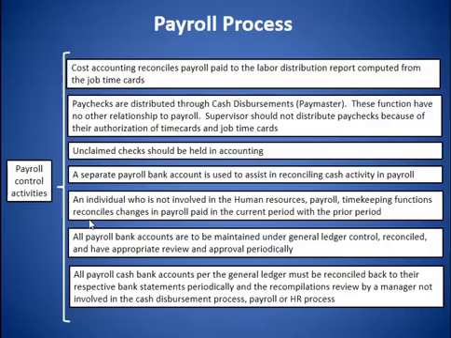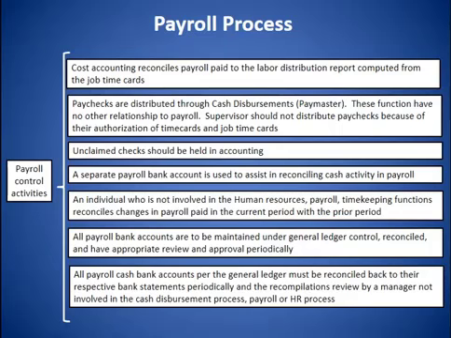An individual who is not involved in human resources, payroll, timekeeping functions, and so forth, reconciles changes in the payroll paid in the current period with the prior period. So that means in the last payroll period, assume our total payroll paid was $12,150,000. The next payroll paid, let's assume, is $12,350,000. So there would be an individual whose job would be to reconcile why payroll changed between those points in time.